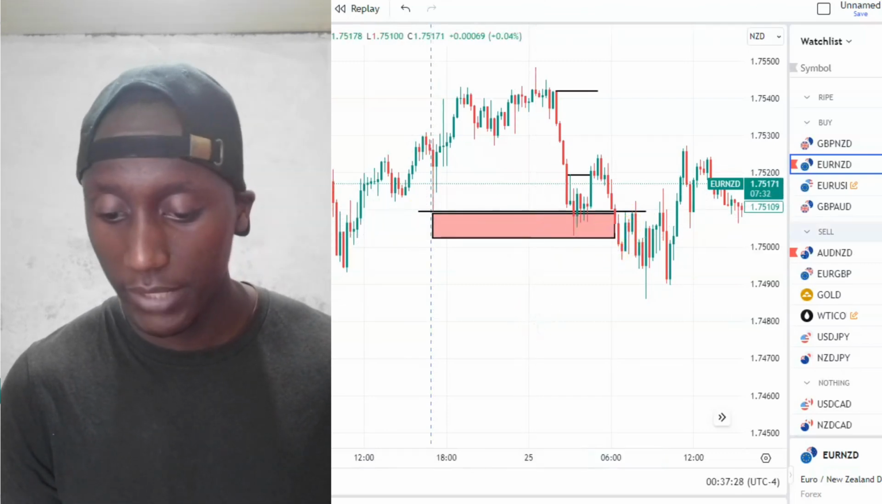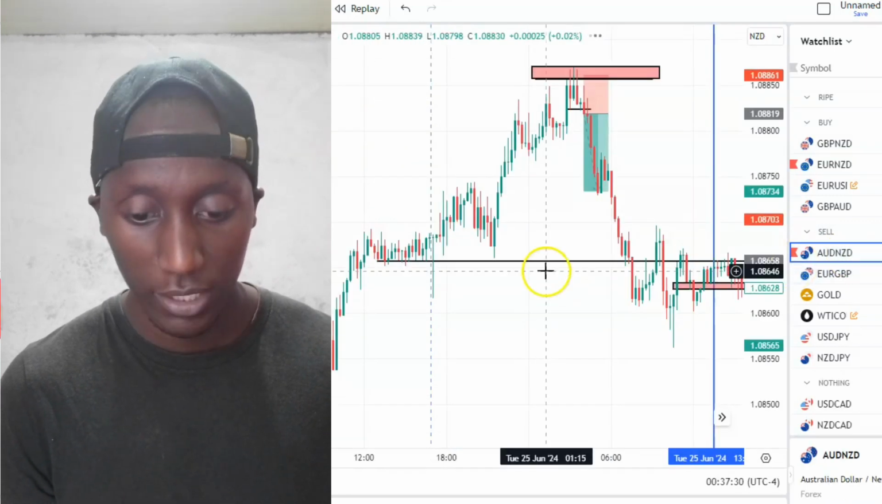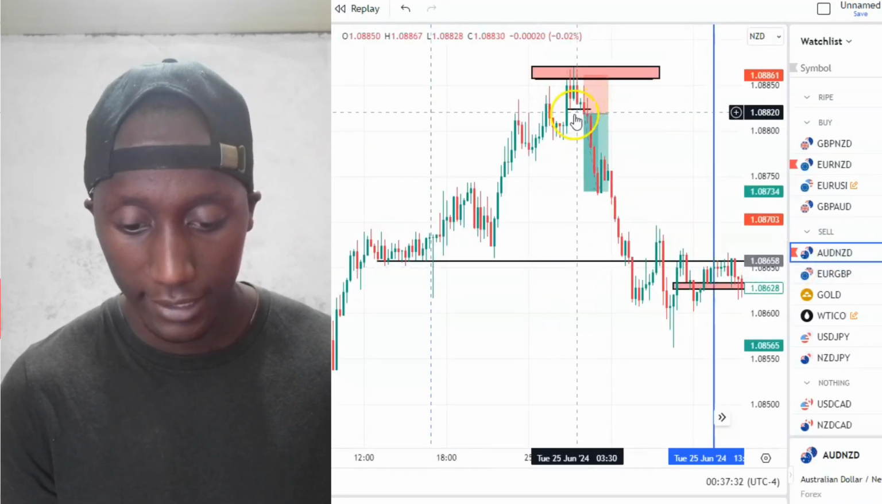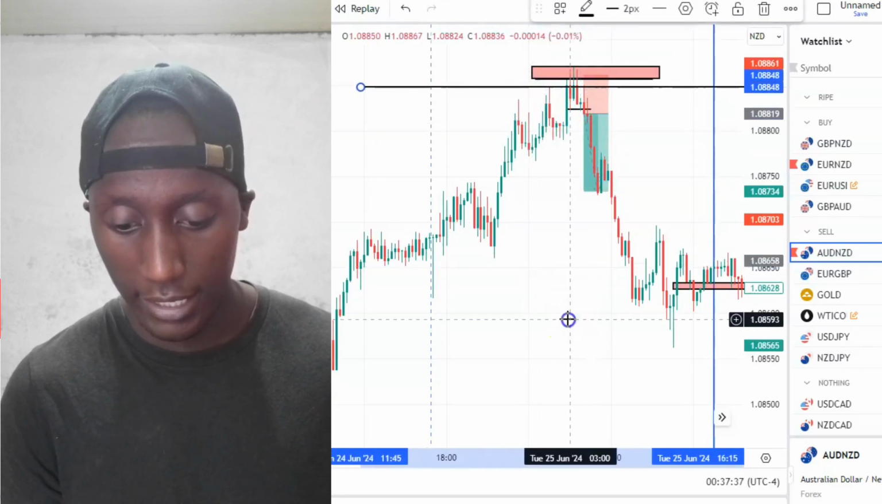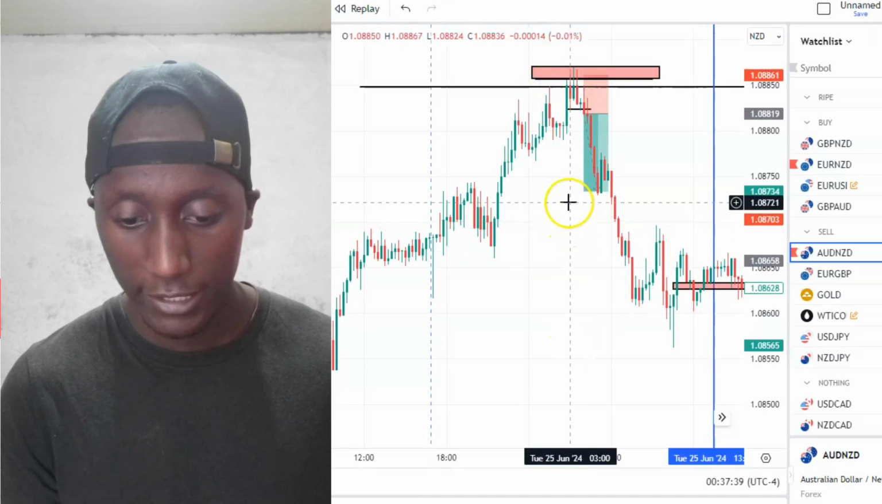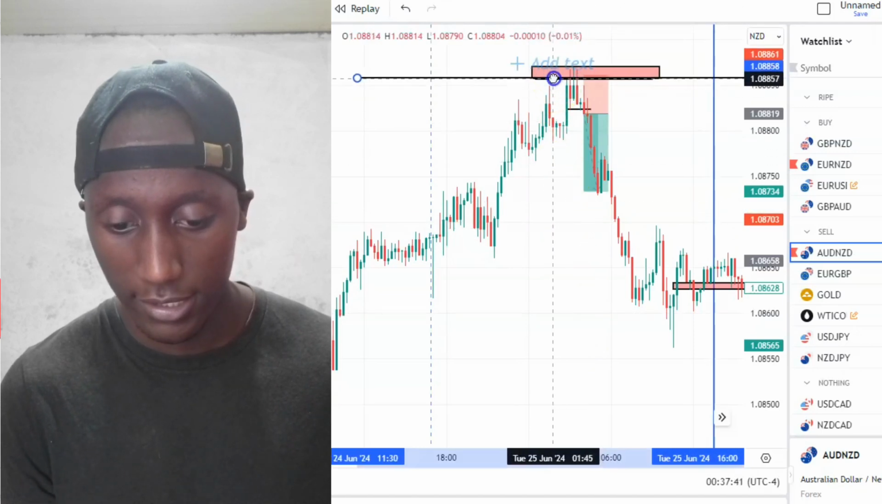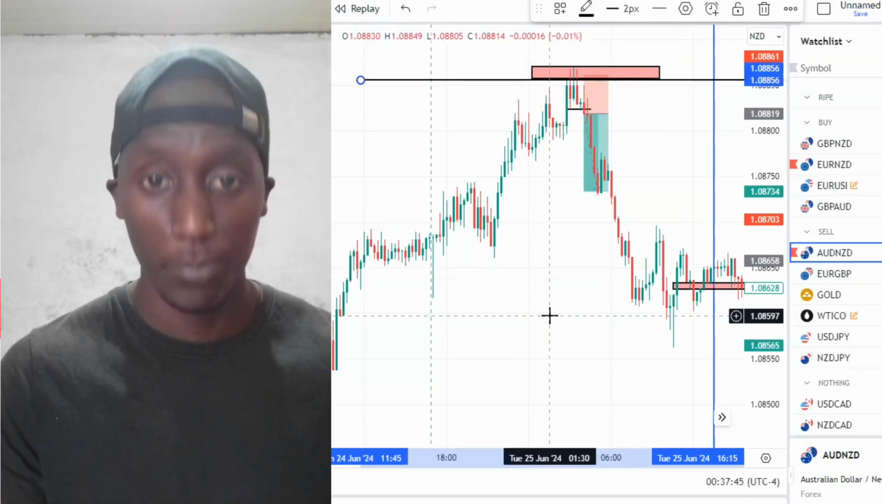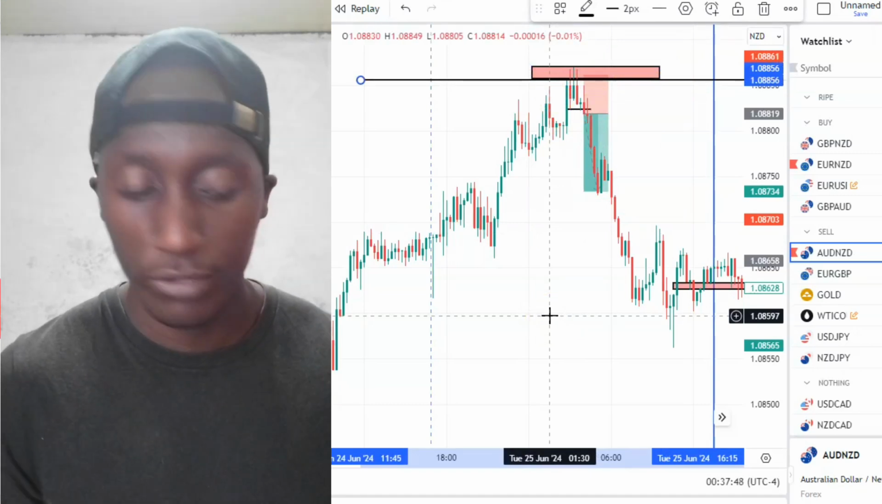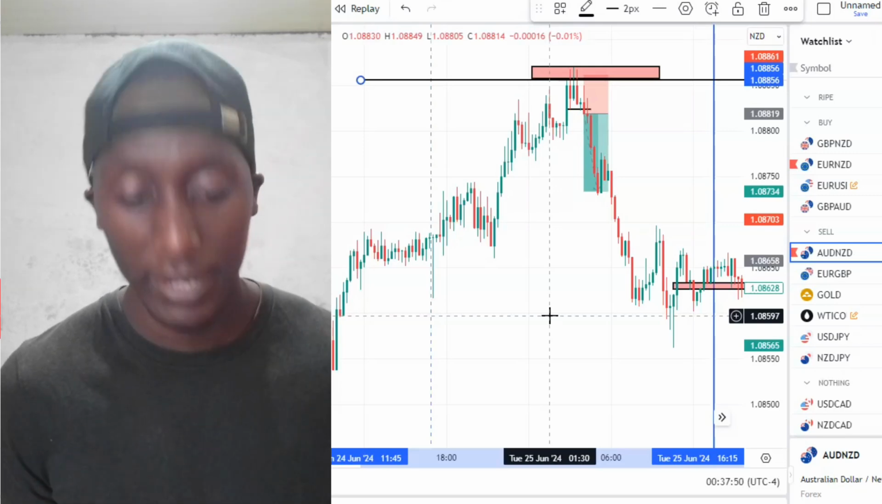Alright, same thing happens to AUD/NSD. Yesterday, we have this high here prior to the session. And then at 3, price pins the high. Actually, this is the high. Price pins the high. So we have triggered liquidity on both pairs. Alright, we move on to the next step, which is the 1 minute time frame.